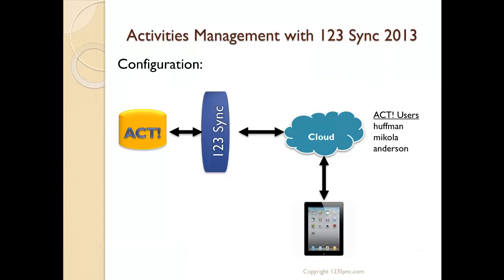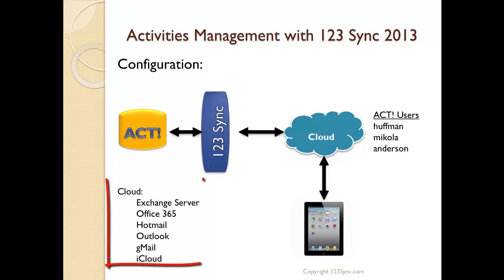So let's look at our configuration of 123 Sync. We have ACT as our database, and then we use 123 Sync to sync with the cloud. And the cloud then, through different users, syncs with their devices. As far as clouds that we support, there are Exchange servers and Office 365, Hotmail, Outlook, Gmail, iCloud, anything that connects with Outlook or Exchange, it is supported by our 123 Sync.